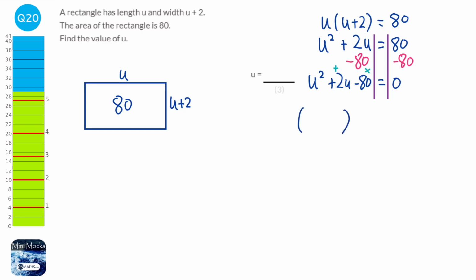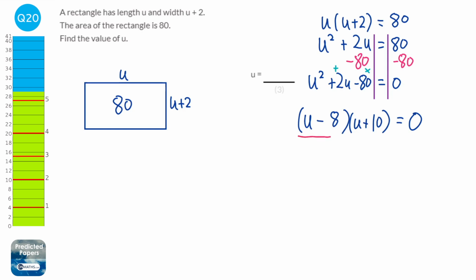So I'm going to put my brackets out. So we're going to have u at the start of the brackets, and let's have a think. So it's going to be 8 and 10, and one of them will be positive, one of them will be negative. Well, to add them together to make 2, the 10 will have to be positive, and then the 8 would have to be negative, and then minus 8 times 10 is minus 80.